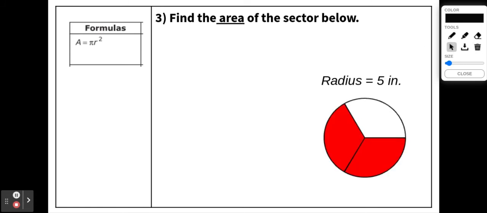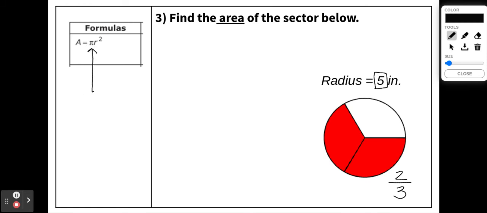This time we've got multiple sections of our circle shaded. We see that the circle is broken into 3 equal parts and 2 sections are shaded. So I'm just going to write the fraction 2/3. 2/3 represents our shaded sector. Okay, looks like we're given radius on this one. Our radius is 5, which is super helpful because for the area formula, we need the radius.